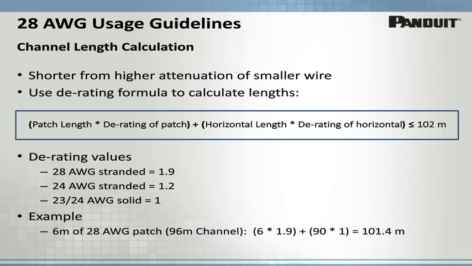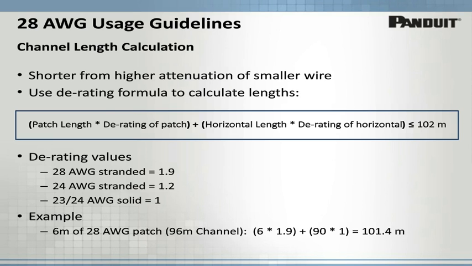So looking at an example, and derating factors that are common are shown here below. 28 gauge stranded, which is commonly used for patching, has a derating factor of 1.9, 24 stranded being 1.2, and 23 or 24 solid gauge being a derating factor of 1. Now, the 2 bottom derating factors are specified in TIA 568C2, and for 28 gauge, the value shown is for Panduit cords. With 28 gauge cords from other suppliers, you would need to confirm that information with them.